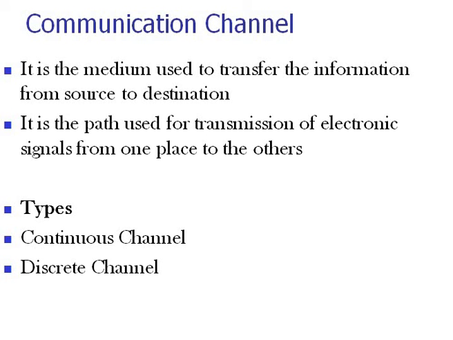So what is meant by communication channel? It is the medium used to transfer the information from source to destination. It is the path used for transmission of electronic signals from one place to another. Different types of communication channels are there. First is continuous channel and next is discrete channel.